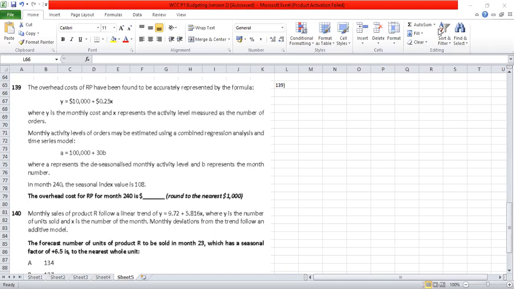First one is overhead cost of RP, then monthly activity level. Where A represents the deseasonalized monthly activity level and B represents the month number. In month 240, the seasonal index value is 108. The overhead cost for RP for month 240 is how much?